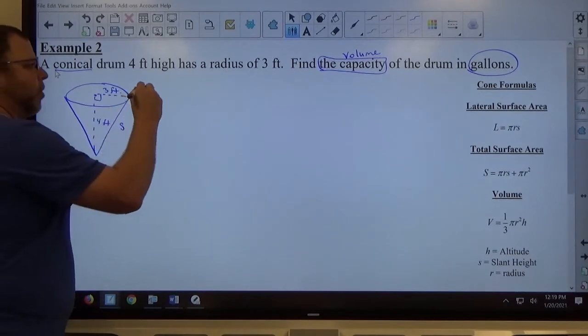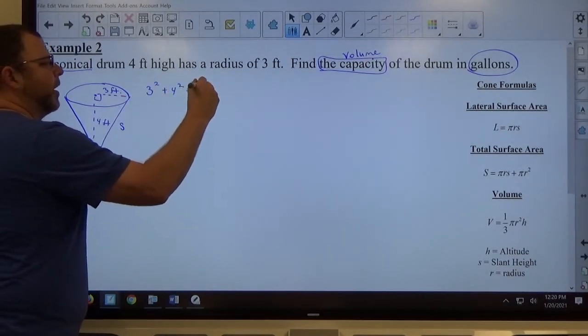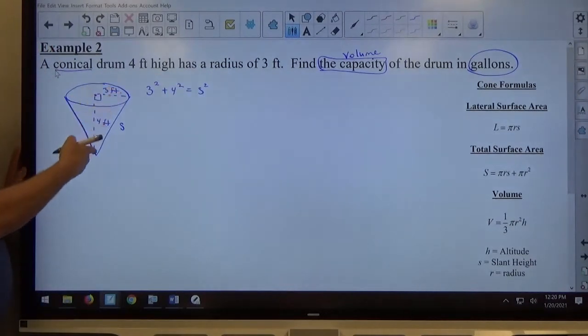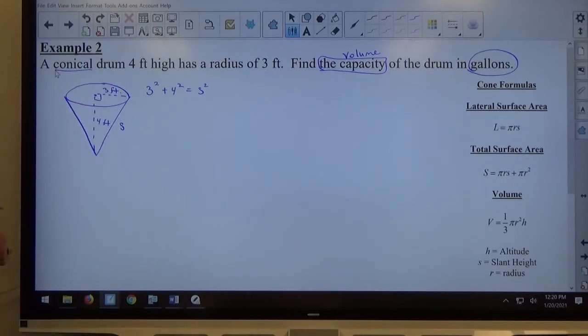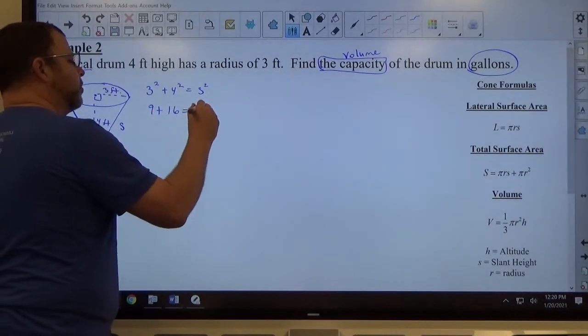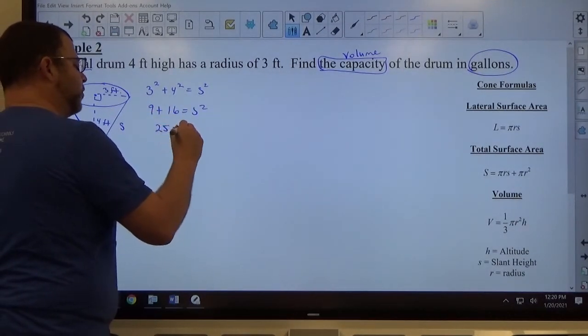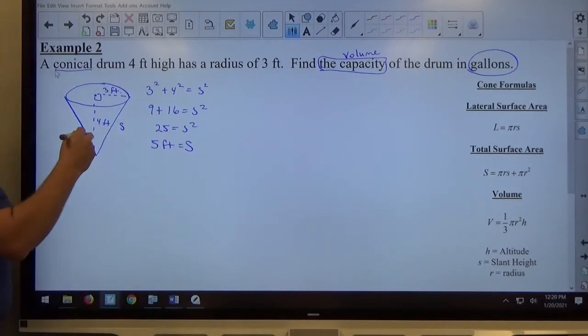So 3 squared plus 4 squared equals slant height squared. The slant height is always going to be the hypotenuse. So it's radius squared plus height squared equals slant height squared. That's the relationship between those two measures. So this is going to be 9 plus 16 equals S squared. So 25 equals S squared. So S would equal 5 feet. The square root of 25 is 5.